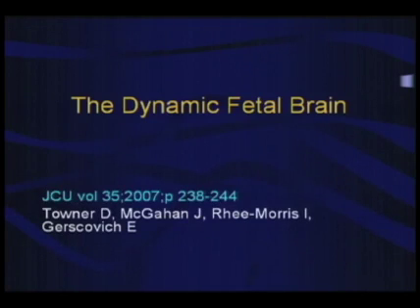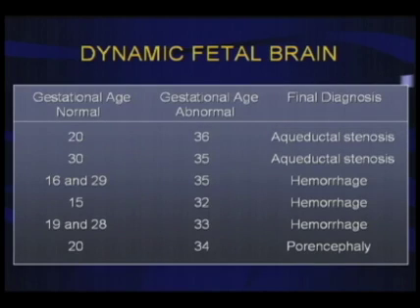In fact, we gathered several very interesting cases in which during the second trimester or early in pregnancy, the fetal ventricles looked normal, but later on in pregnancy, they turned out to be abnormal. These are 6 of these different cases. 2 of them turned out to be normal at 20 weeks. The one I showed you later turned out to be aqueductal stenosis. 3 of them turned out to be hemorrhage later in pregnancy. One case turned out to be normal early in pregnancy, later on was porencephaly. I'll show you a couple of these cases during my talk.